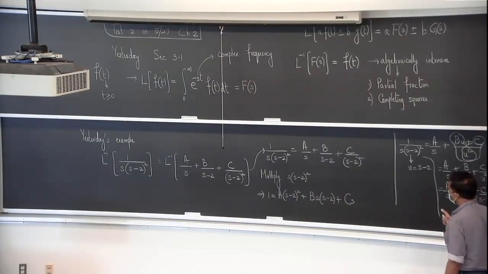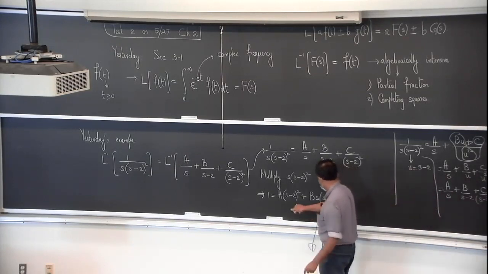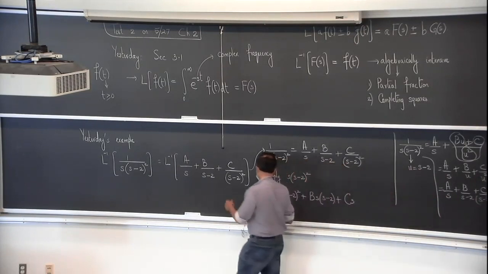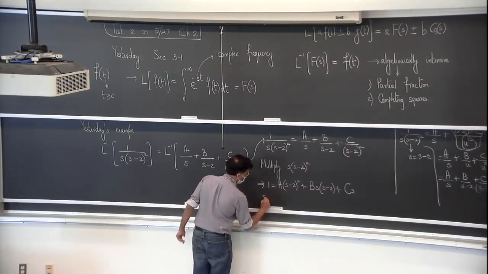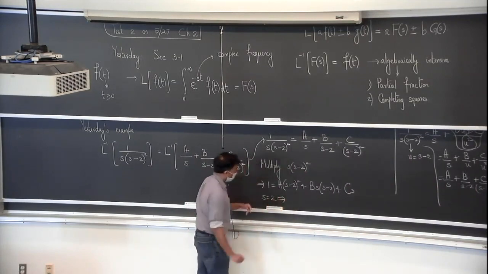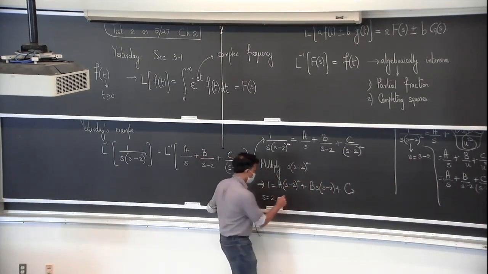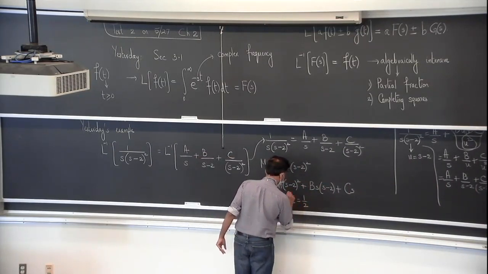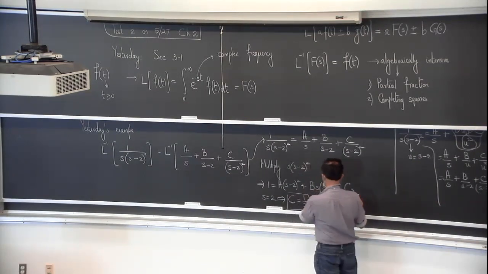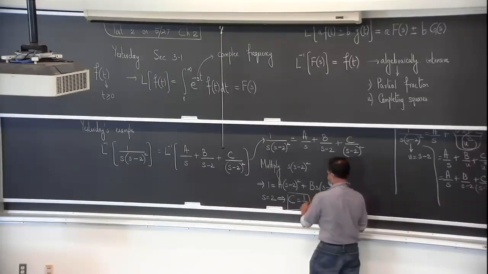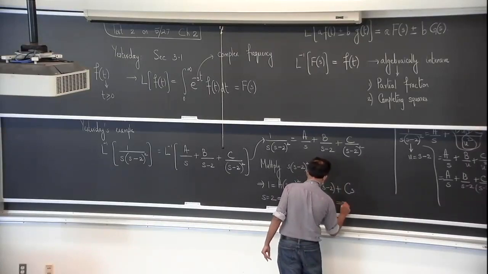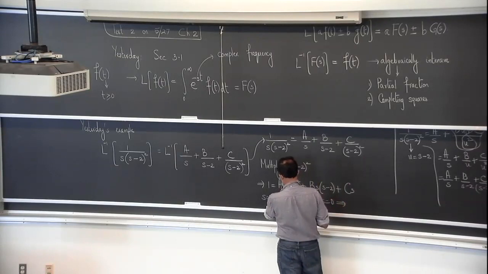I'll do it right. Multiply s times s minus 2 whole square. The first term has an s. And it's easy to see what can be done here. You can set s equal to 2 to shut off the first two terms. So that will shut off term 1 and term 2 and will give you c equal to a half. And similarly, if you set s equal to 0, it will shut off terms 2 and 3. And that will give you a equal to 1/4.